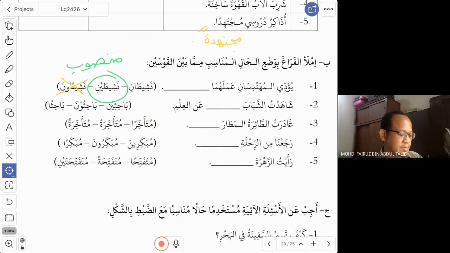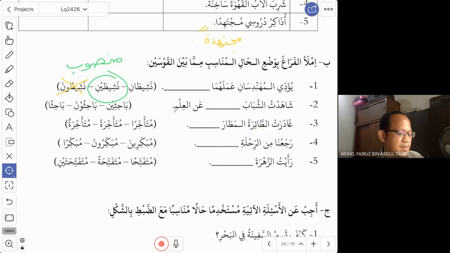Naam, good. Al-jumlatu thaniya. Syahadtu syababa anil ilmi. So the fa'il is I. So what did I do? Syahada, yushahidu, I saw. So I saw, what is shabab? Young. Youngster, the young people. Okay, the teenagers, anything is fine.